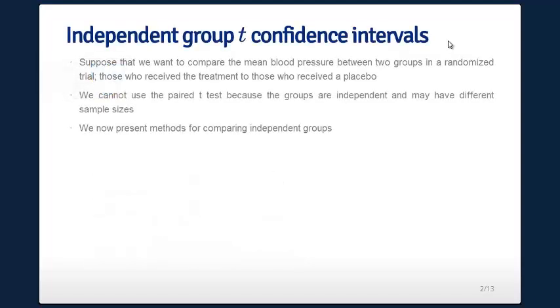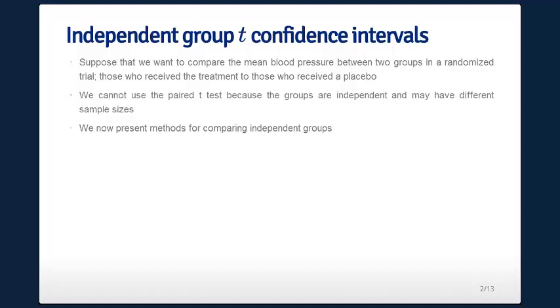Okay, so independent group T intervals. Now we're getting to the point where we can actually do things, right? Up till now, this class has been conceptual mostly, but now we can do things. Before we could create a confidence interval, but mostly for one thing. Now it's comparing two groups of things. That's where the action's at.